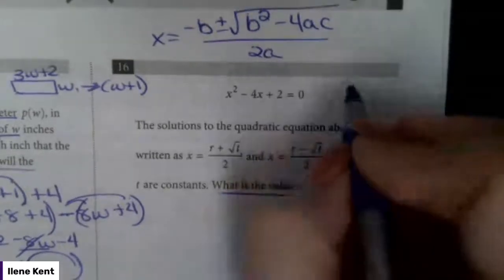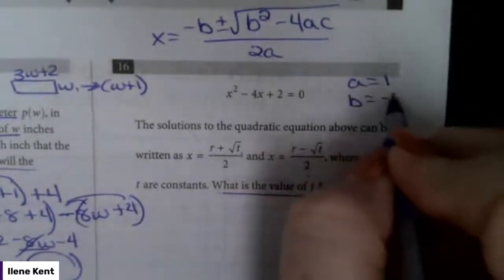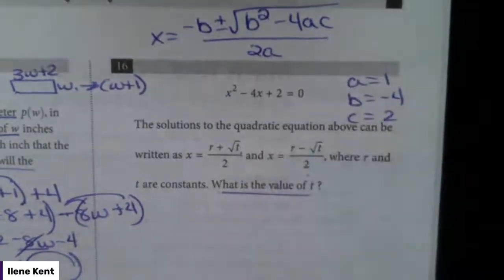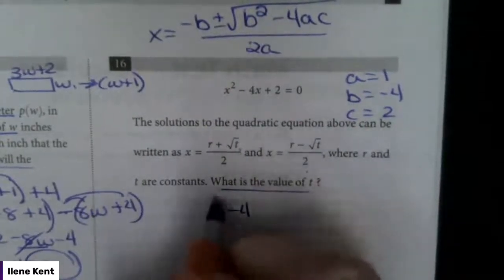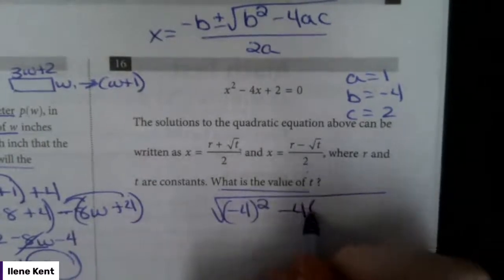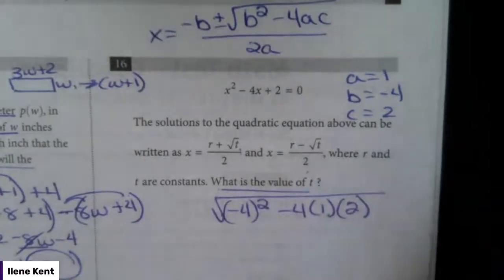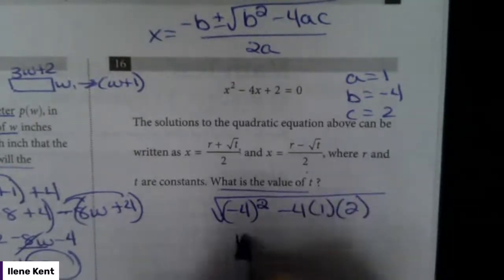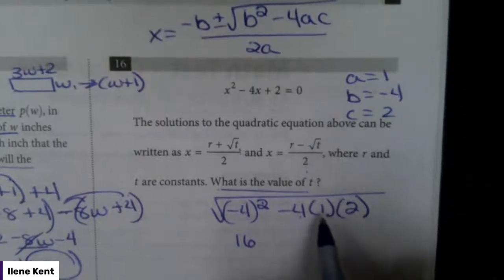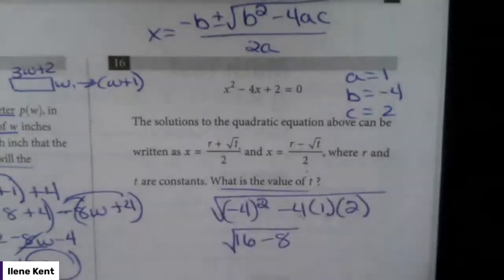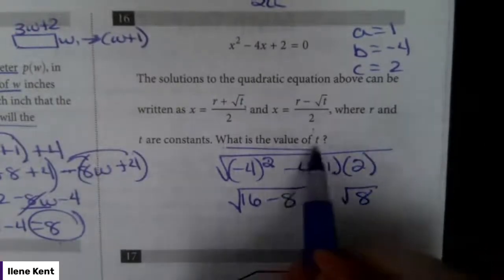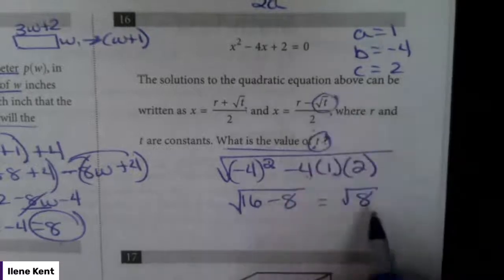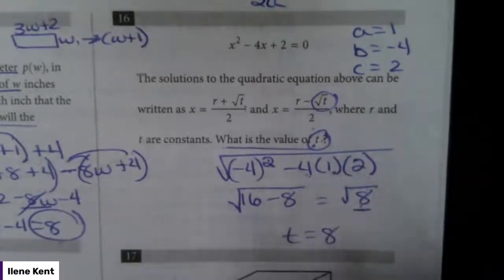So let's see. My a is 1, my b is -4, and my c is +2. Using this formula up here, I'm going to say -4 squared minus 4 times 1 times 2. And -4 squared is just 16. -4 times 1 is -4, -4 times 2 gives me -8. Remember, that's still under our square root. So 16 minus 8, still square root of 8. What is the value of t? T is the one under the square root, so it is going to equal 8.